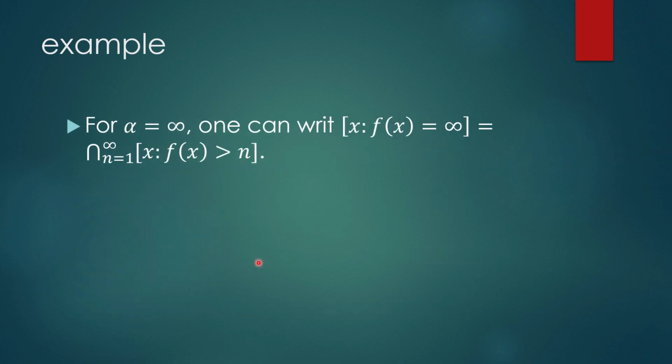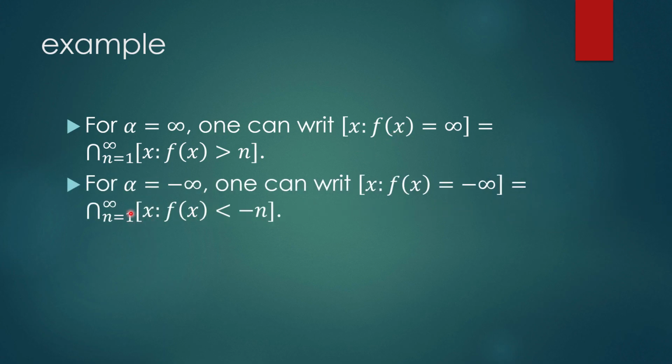For alpha equal to infinity, one can write x such that f of x is exactly equal to infinity as the intersection n going from 1 to infinity of x such that f of x is greater than n, for every n. So this is measurable for every n. All right. Therefore this is also measurable. For alpha equal to minus infinity, one can write x such that f of x is equal to minus infinity as the intersection n going from 1 to infinity of x such that f of x is strictly less than minus n. Hence the result follows.